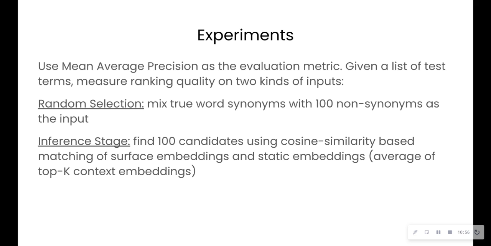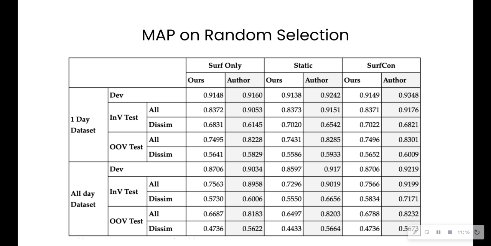So essentially, we find the 100 candidates using cosine similarity based matching of surface embeddings and static embeddings. So the embeddings that we computed earlier, we index all of our embeddings in a database, then match a new embedding on that entire database, and hopefully that'll give us most of the synonyms that we're looking for, and then we'll re-rank them using the SurfCon model.